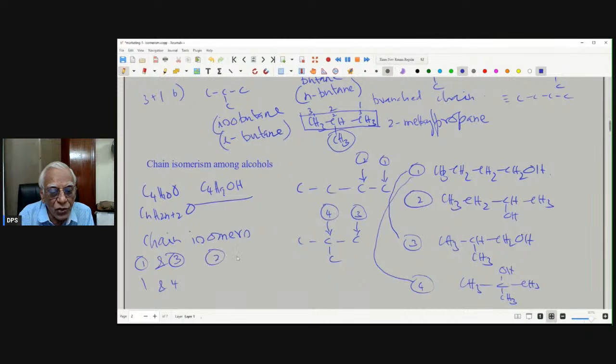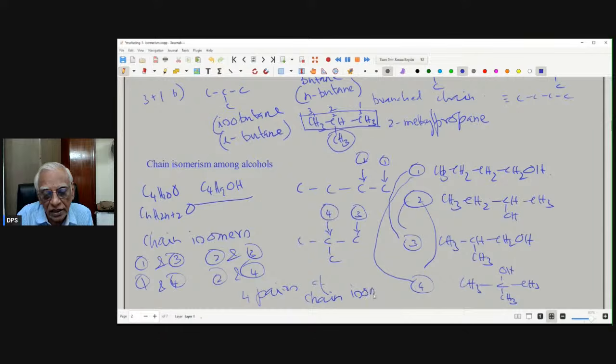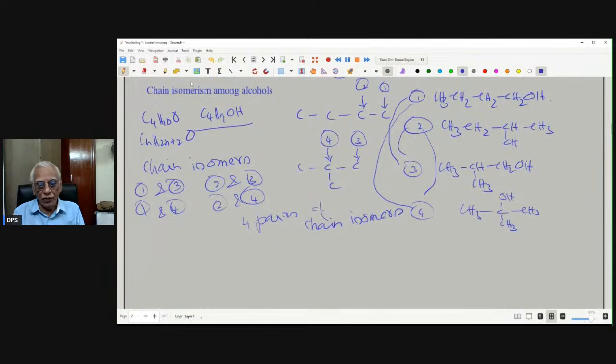Again, 2 and 3, where 2 is a straight chain, a normal chain, and 2 and 4. So that could be one question here: how many pairs of chain isomers are there? There are 4 pairs of chain isomers. That could be one IIT or NEET examination question. So that is chain isomerism among alcohols.